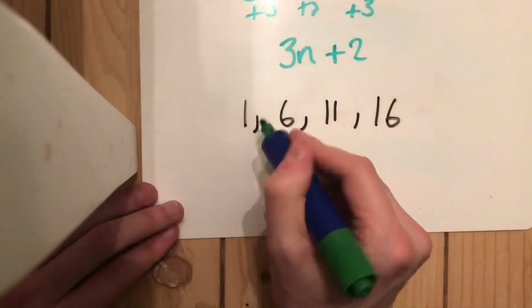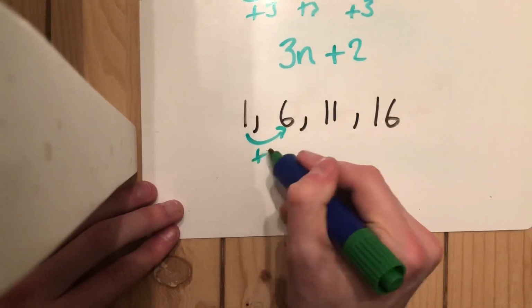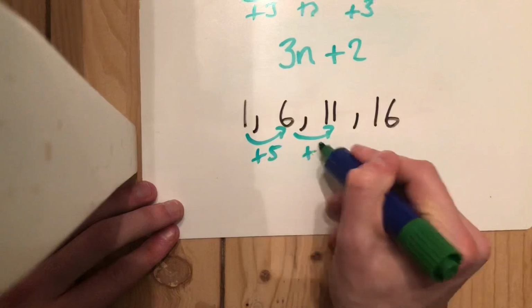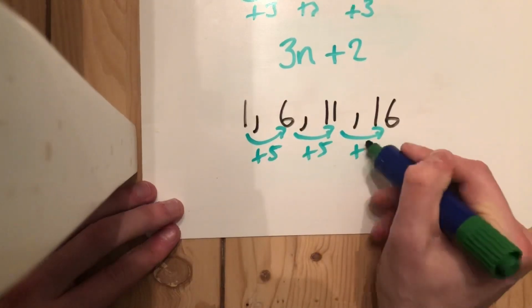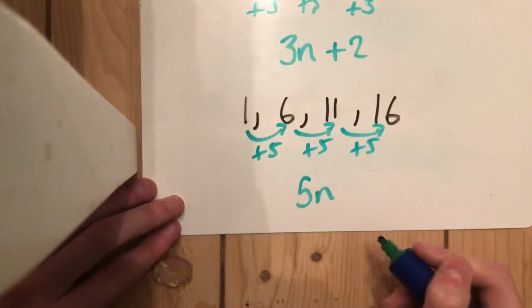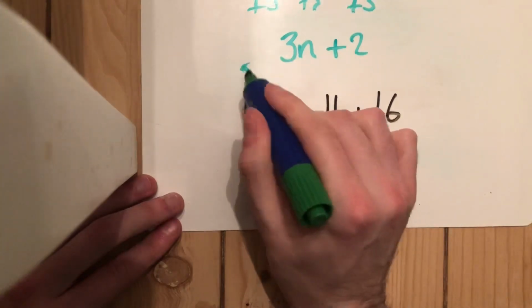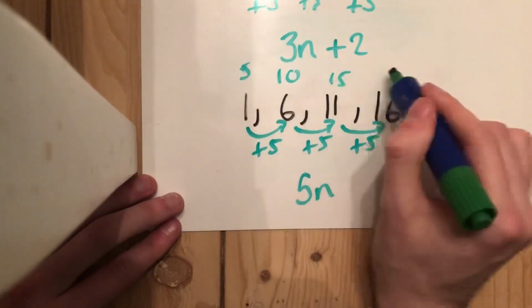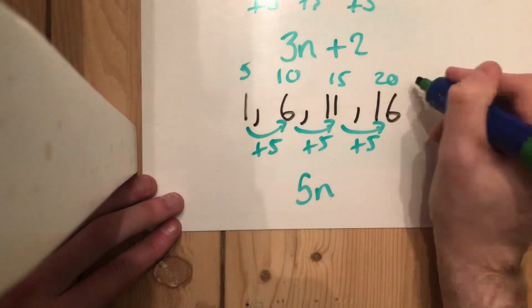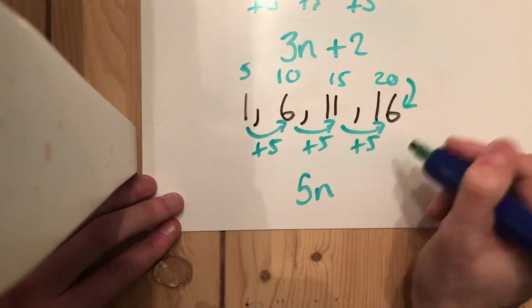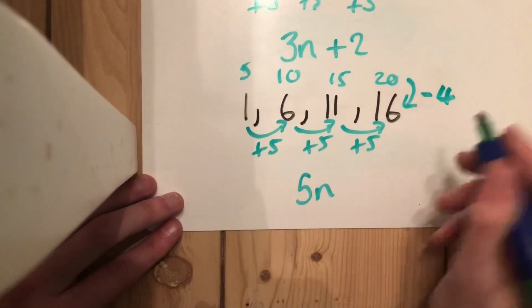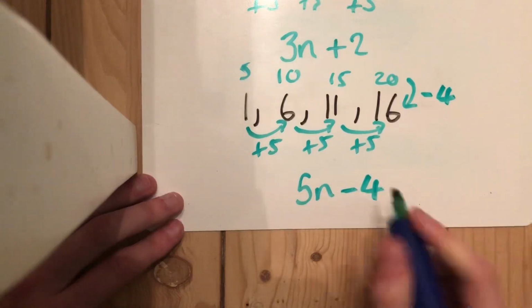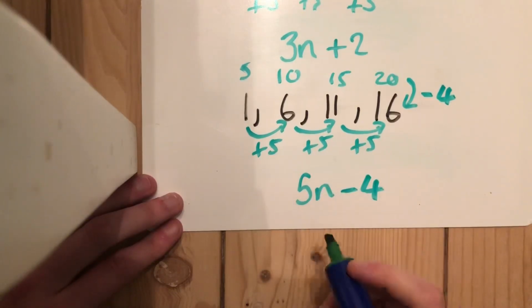For my next sequence, I work out the common difference, so I'm adding 5 each time. So I can write 5n. That represents my 5 times tables, so 5, 10, 15, 20. To get from the 5 times table to my sequence, I need to subtract 4. So my nth term is my 5 times tables minus 4, so 5n minus 4.